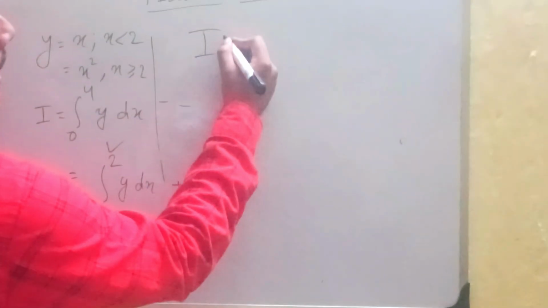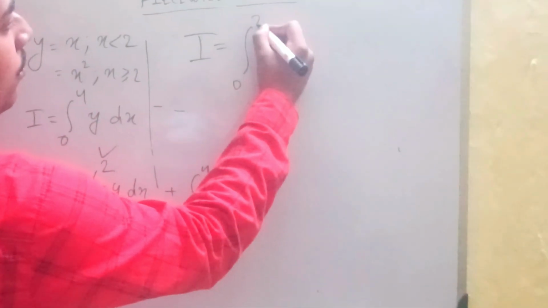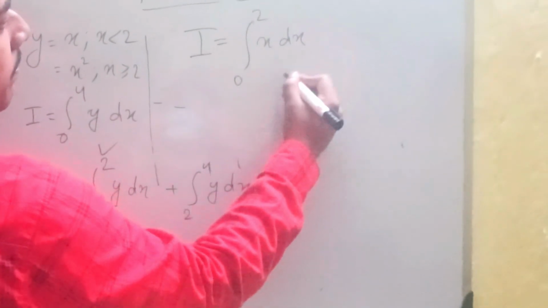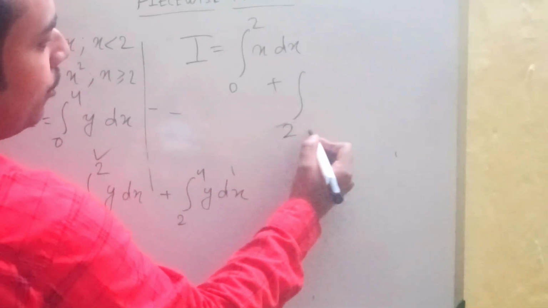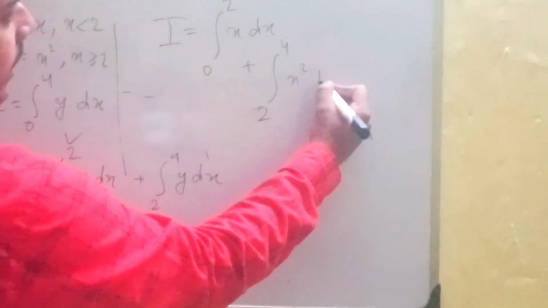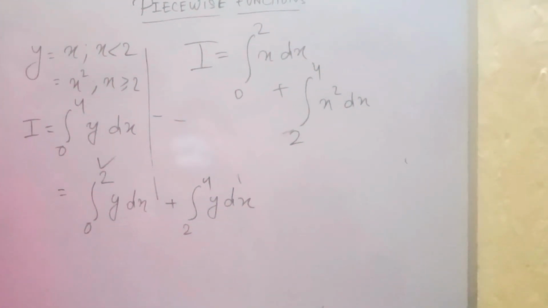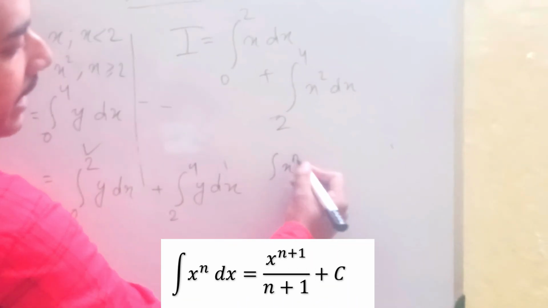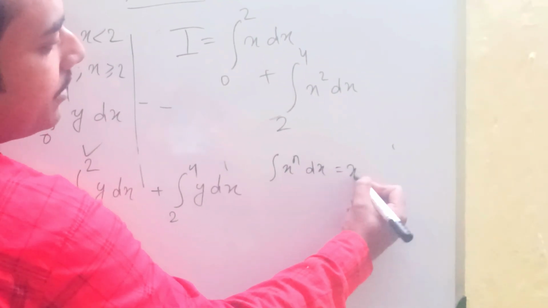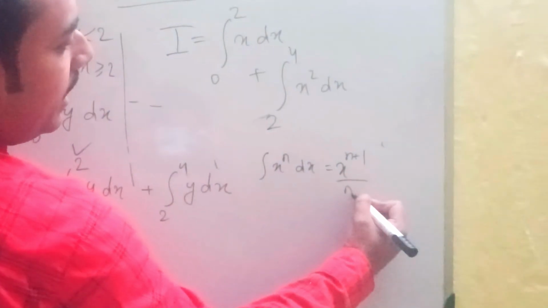So the integral I can then be written as the integral from 0 to 2 of x dx plus the integral from 2 to 4 of x square dx, right? Now we do know that the integration of x to the power n dx is simply x to the power n plus 1 divided by n plus 1.